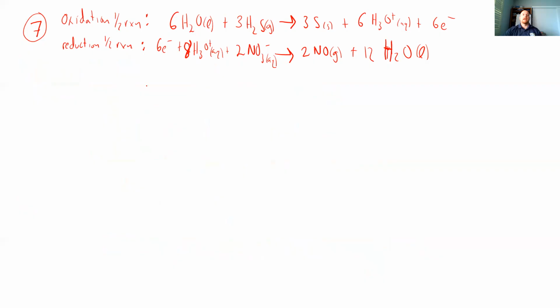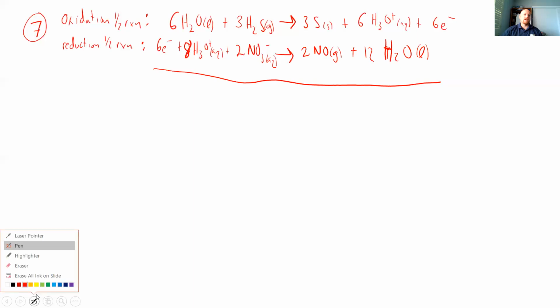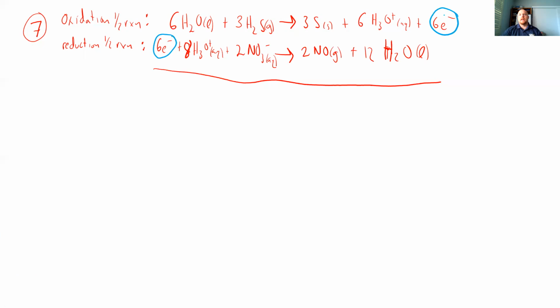Okay, next thing, I put them together. Now I'll try to color code this a little bit to make sure it's clearer. So I'll start with blue, and I've got 6 electrons on the reactant side of the second equation, 6 on the product side. So those are going to cancel each other out when I add them together. So I'm just going to get rid of those now.